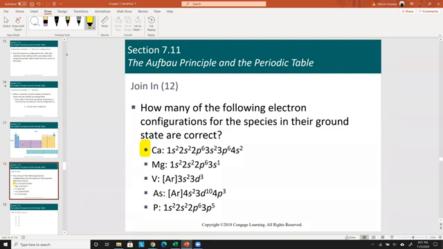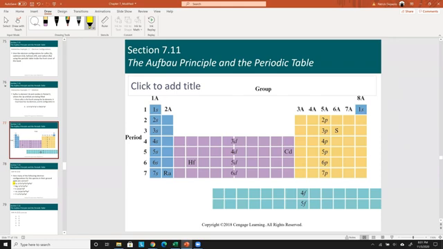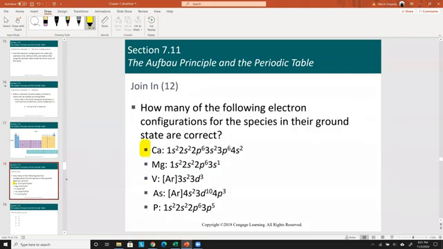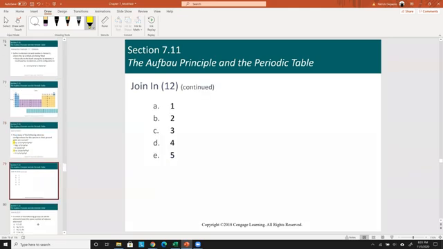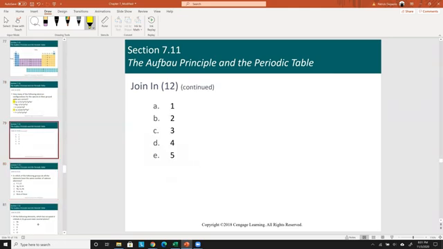Arsenic, you have argon, 4s2, 3d10, 4p3. So 4p3 is right here, and I think that's where arsenic is. So that configuration, I think, is right. And then phosphorus, 1s2, 2s2, 2p6, 3p5. They forgot 3s. So that's not correct either. So how many of them are correct? 2 of them. Should be. Yeah, I think it's 2.